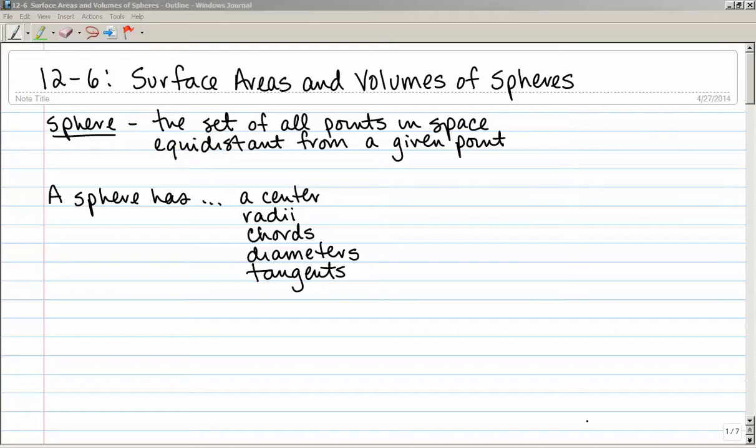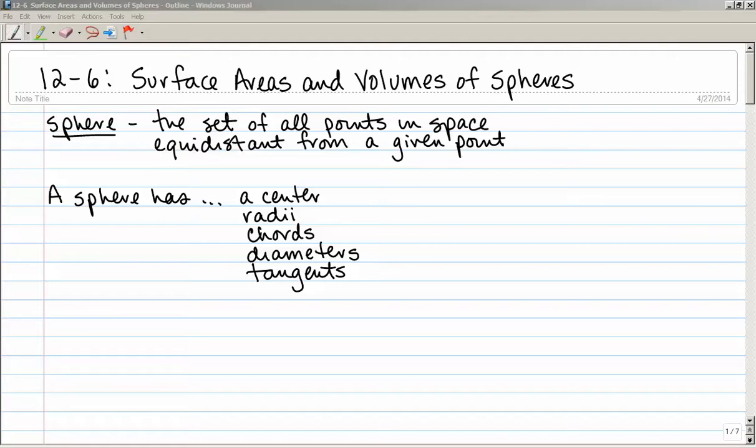Section 12-6 is surface areas and volumes of spheres. The definition of a sphere is the set of all points in space equidistant from a given point. If you'll remember, the definition of a circle is the set of all points in a plane, that is two-dimensional space, that is equidistant from a given point, which is the center.